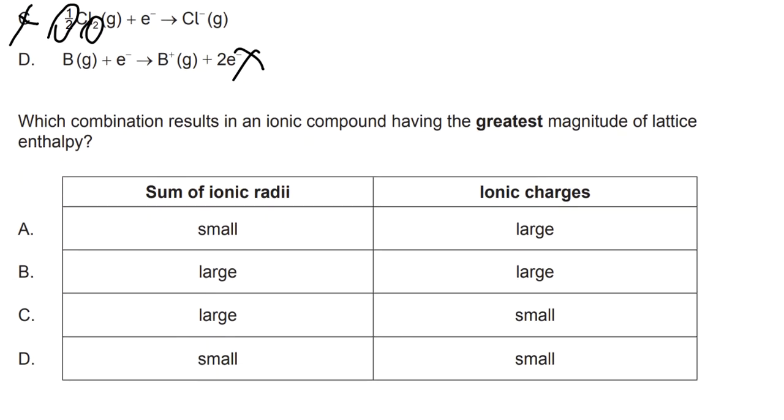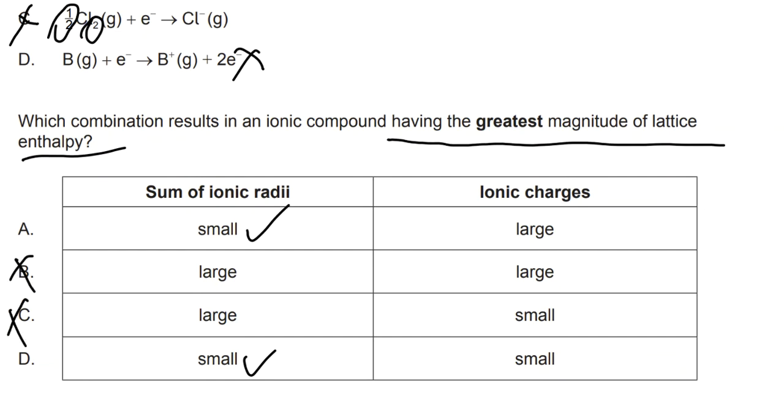Which combination results in an ionic compound having the greatest magnitude of lattice enthalpy? So magnitude of lattice enthalpy would increase when the ionic bonding is stronger. Some of the ionic radii should be smaller, because smaller ionic radii means that the ions are more tightly packed. The charge is more concentrated, so the stronger charges would mean a stronger attraction. Ionic charges are larger. So these options are eliminated, the small ones. So it's going to be A as our final answer.